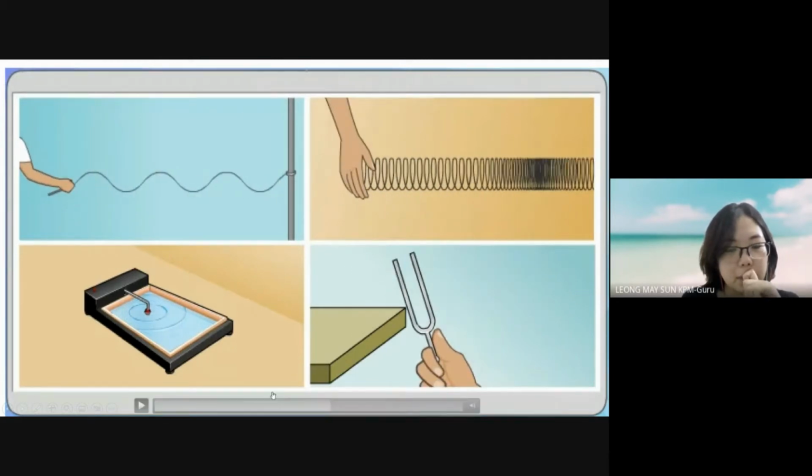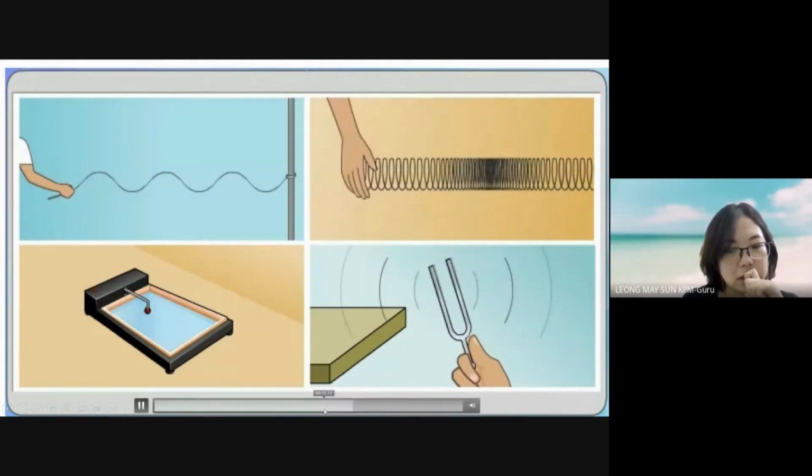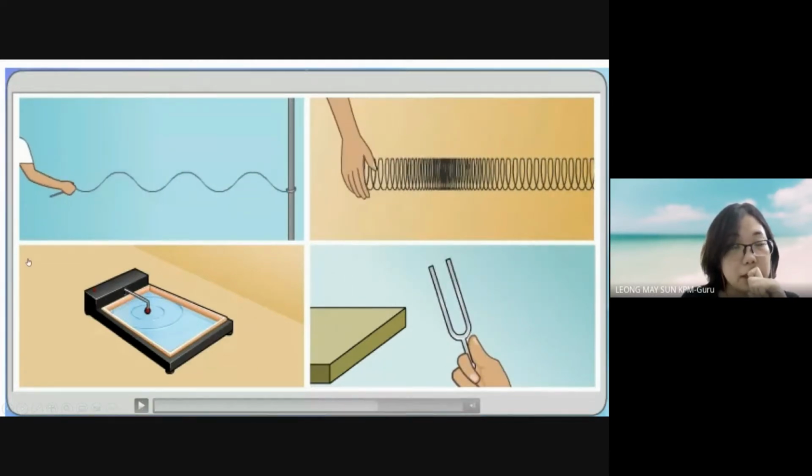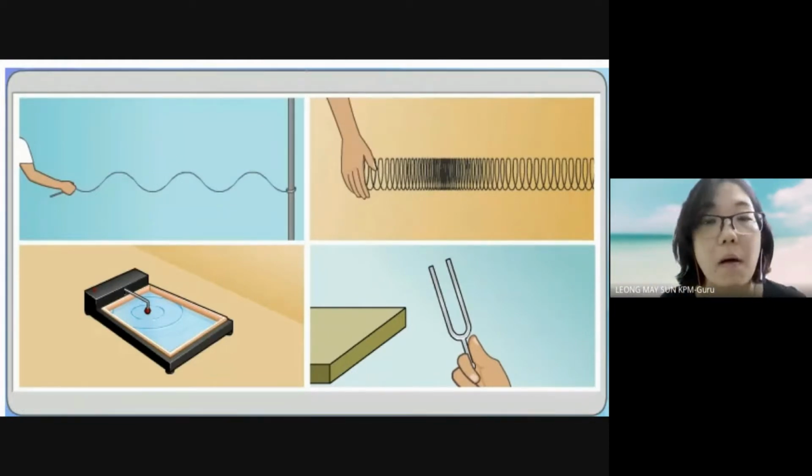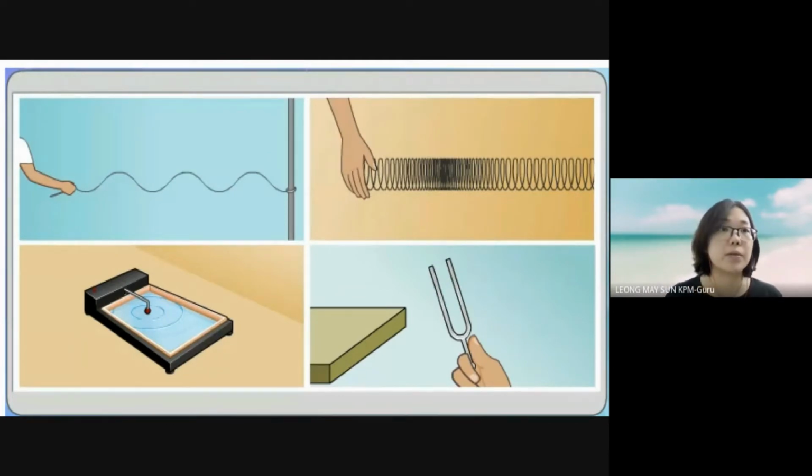So the statement mentioned here is that vibrating systems produce waves. As long as the system is vibrating or oscillating, it can produce waves. So if you recall, what other things do you know that vibrate or can oscillate? Can you all respond a little bit in the chat box? What causes vibration and oscillation, based on whatever you have learned previously?